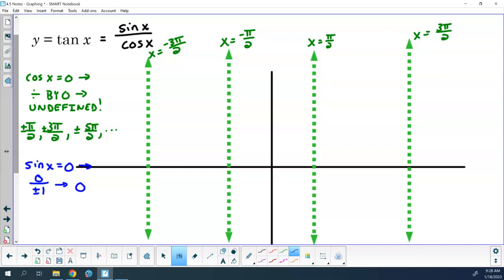Okay? So where is sine equal to 0? 0, pi, 2 pi, right? What about negative pi? Negative 2 pi. Yeah? Okay. All of those. So all of the whole pi's, our tangent function is equal to 0. So we could put those in.